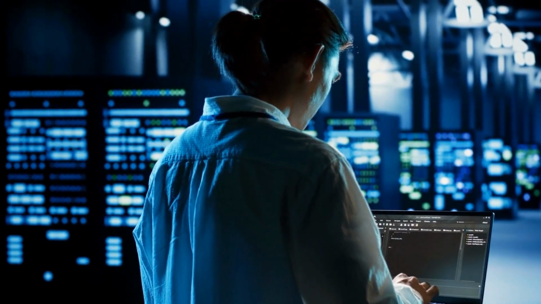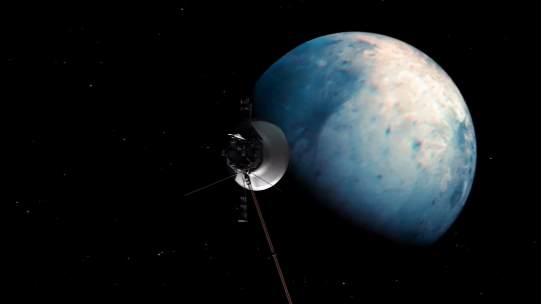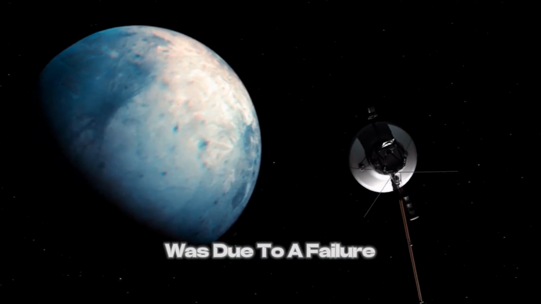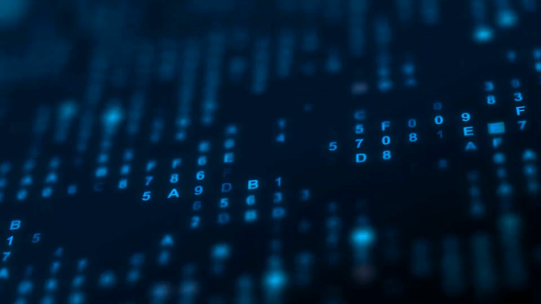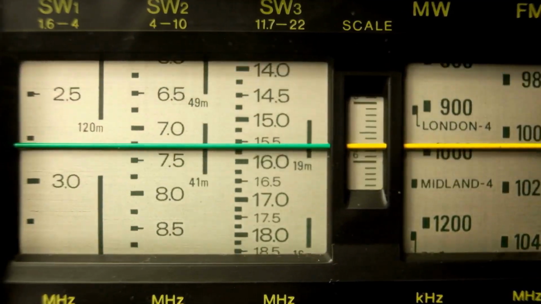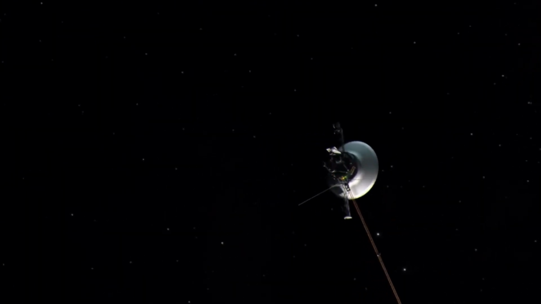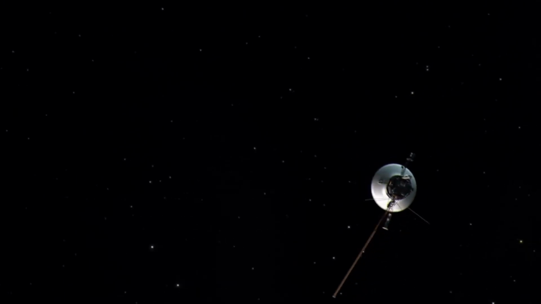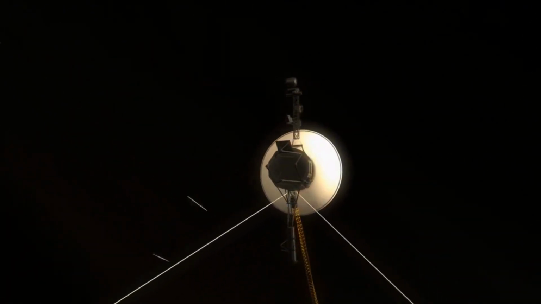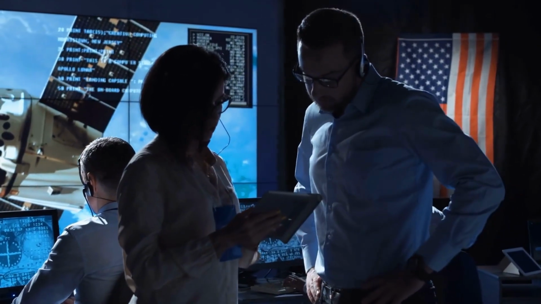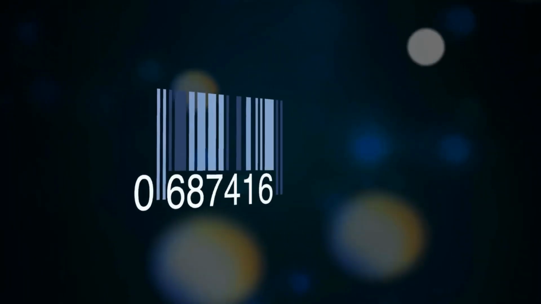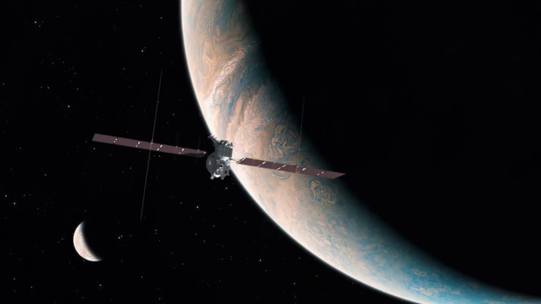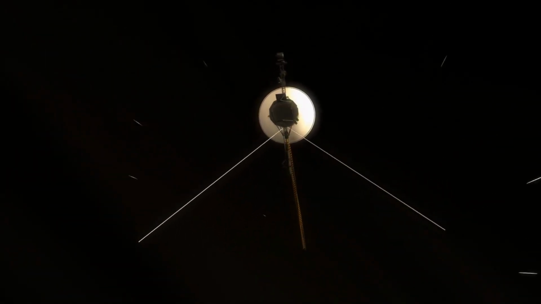Initially, NASA's engineers suspected that Voyager 1's sudden outburst of garbled data was due to a failure in its flight data system, FDS, a critical onboard computer component responsible for processing and transmitting vital information. A memory failure in the FDS would mean that the spacecraft could no longer process its surroundings or send back coherent data. In a desperate bid to salvage the mission, engineers devised a daring plan: reassign the FDS code to another section of the probe's memory. A risky move, given that every command to Voyager takes over 22.5 hours to travel one way.